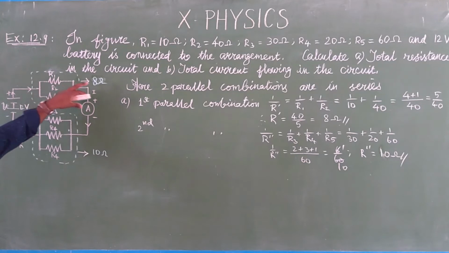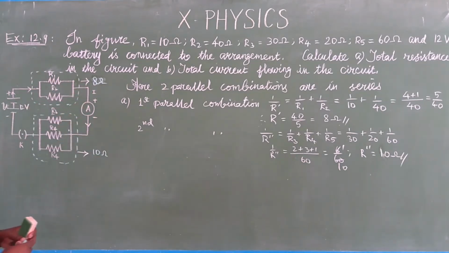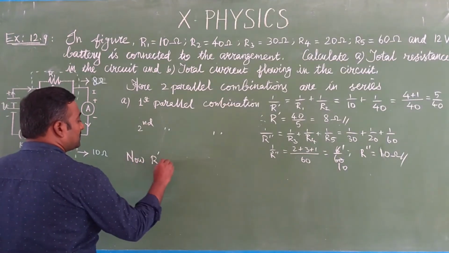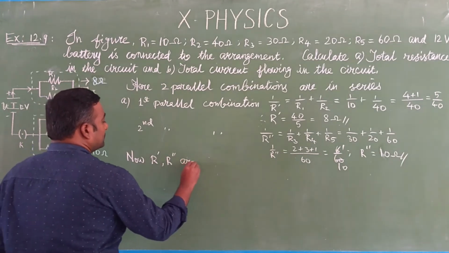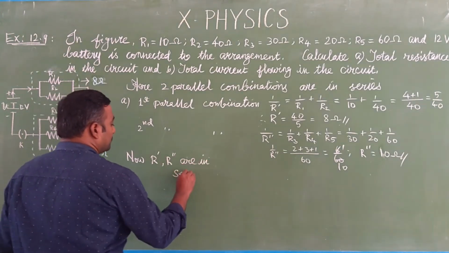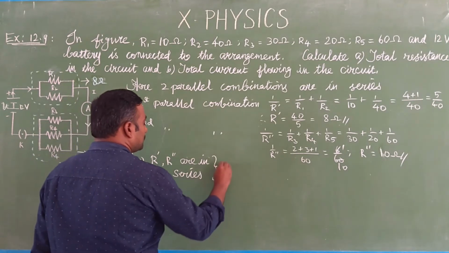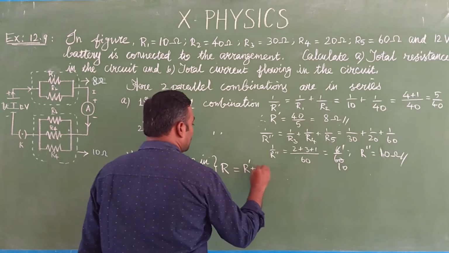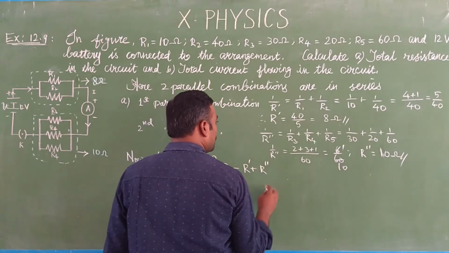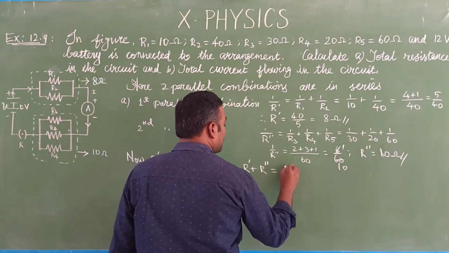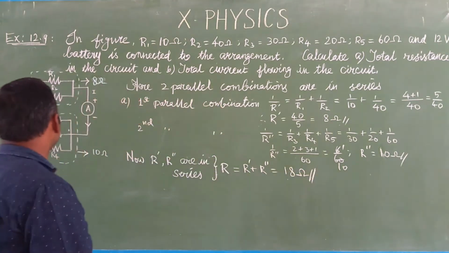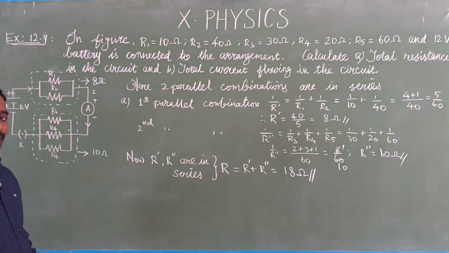This simplification is 8 ohm, this simplification is 10 ohm. So the 8 and 10 are in continuous connection. Now R dash and R double dash are in series combination. So the total circuit resistance is the sum of the individual resistances, that is R dash plus R double dash. What is the value? It is 8 plus 10 ohm, 18 ohm. So we got the total circuit resistance: 18 ohm.